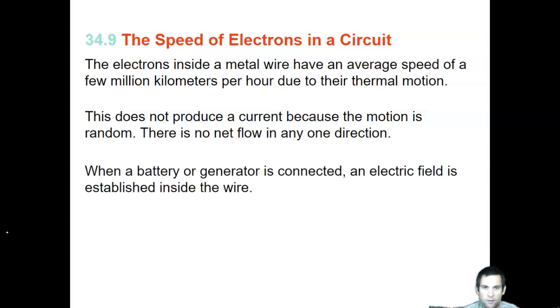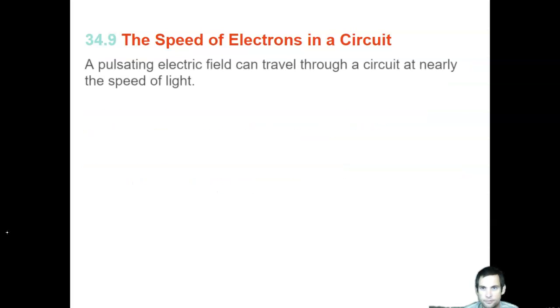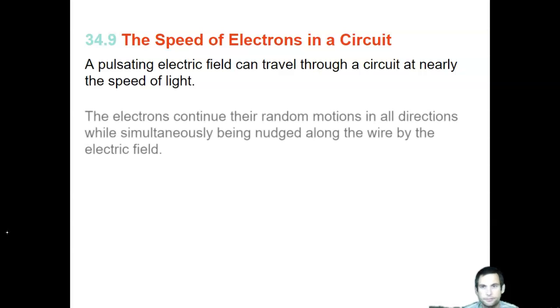When a battery or generator is connected, an electric field is established inside the wire. A pulsating electric field can travel through a circuit at nearly the speed of light. The electrons continue their random motions in all directions while simultaneously being nudged along the wire by the electric field.